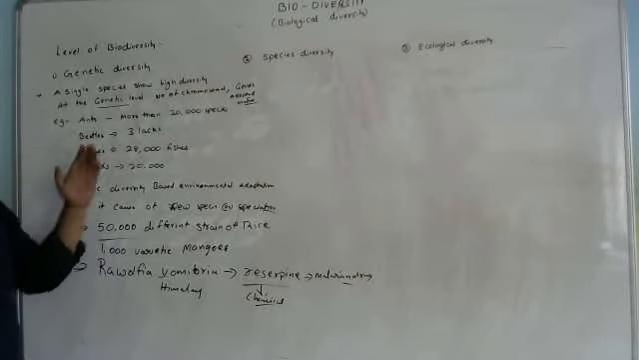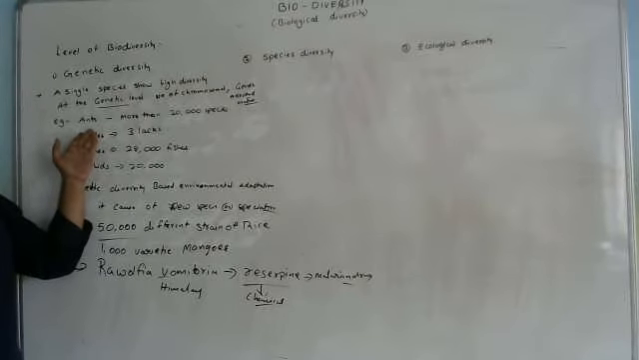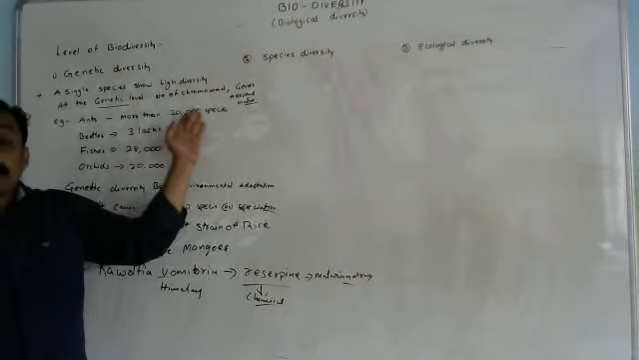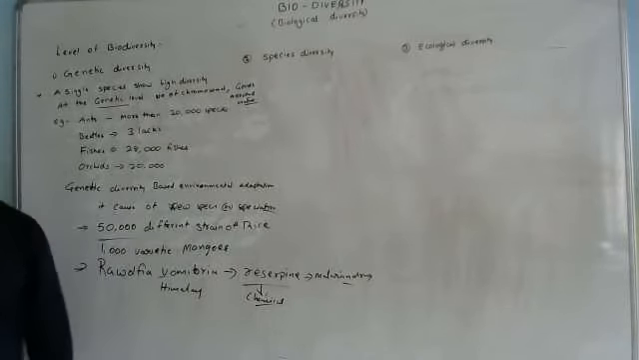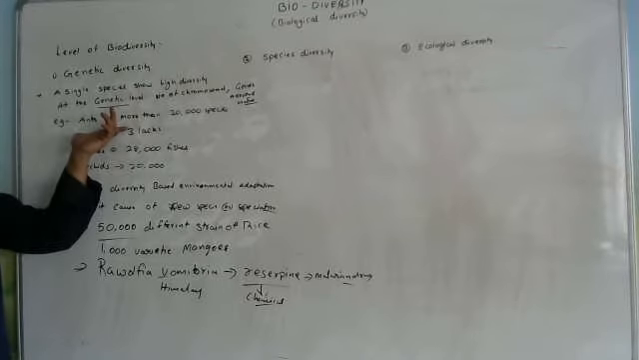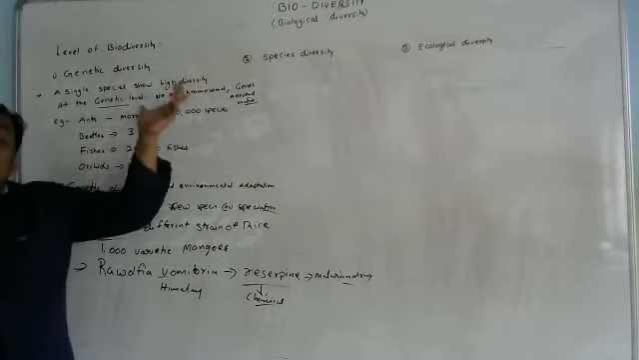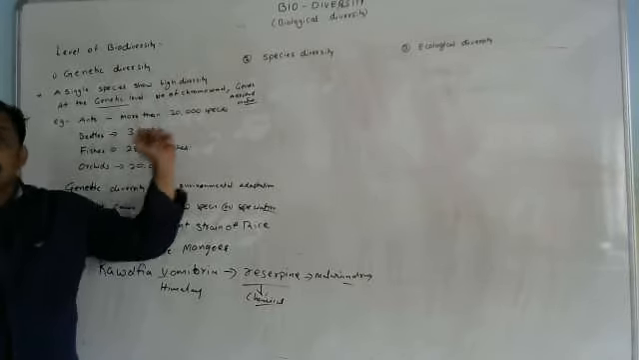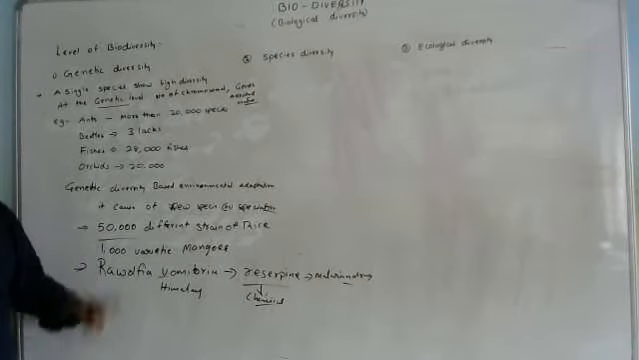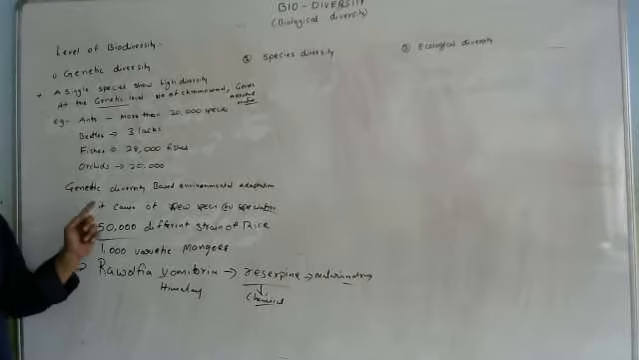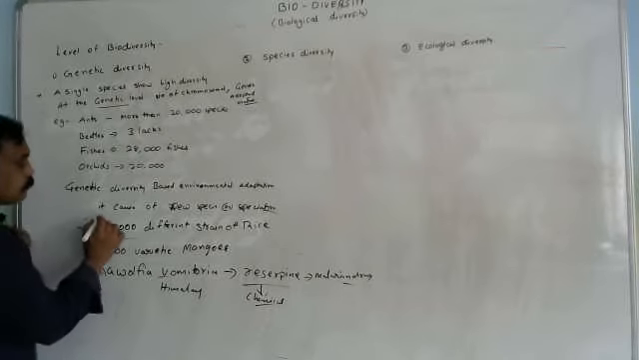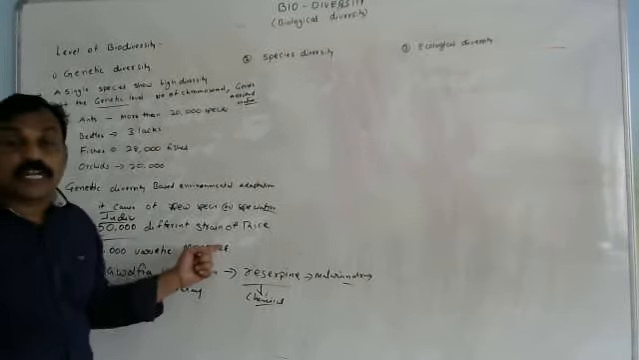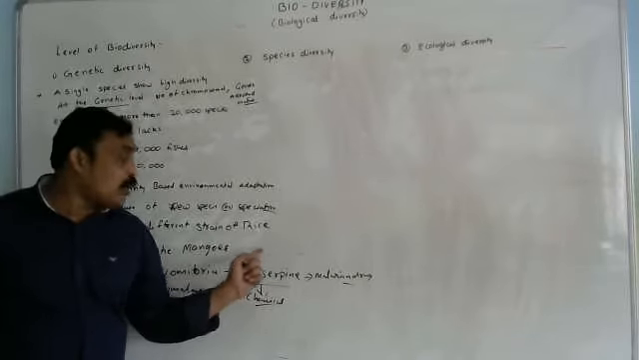For example, if you observe ants, all are ants only. All are one species only, but they are showing more than 20,000 varieties. Try to understand. All are ants only, but varieties of ants, 20,000. Similarly, all are mangoes only, but in India, if you observe, there are 50,000 varieties, different strains. That means different varieties of what? Rice.